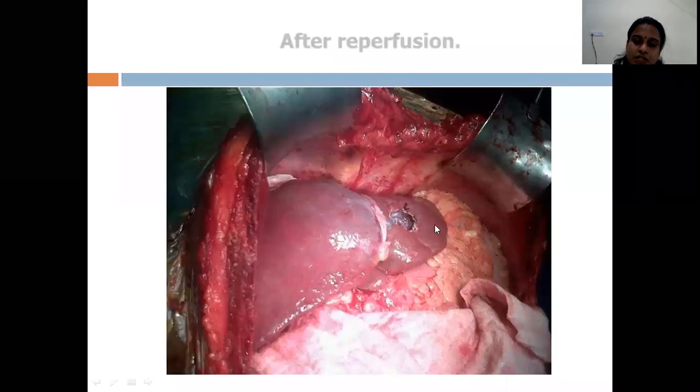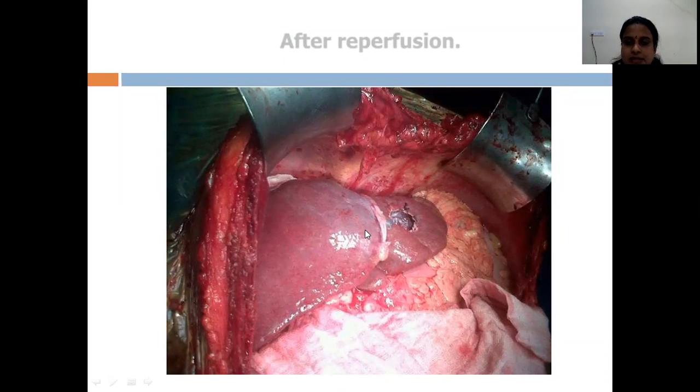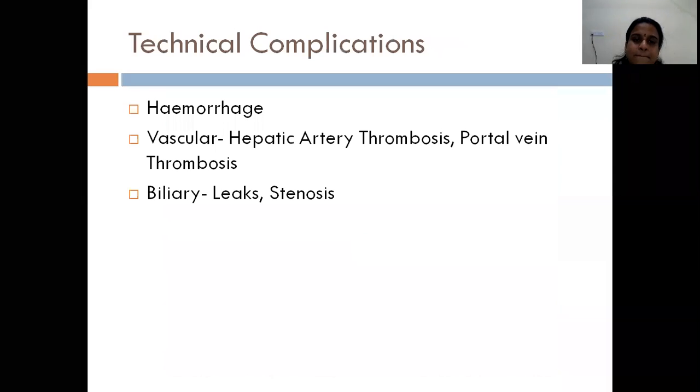After full perfusion, after the completion of implantation or the transplantation, you can see it is well perfused. The liver is seen well perfused. That is a successful transplantation. There are certain technical complications also.